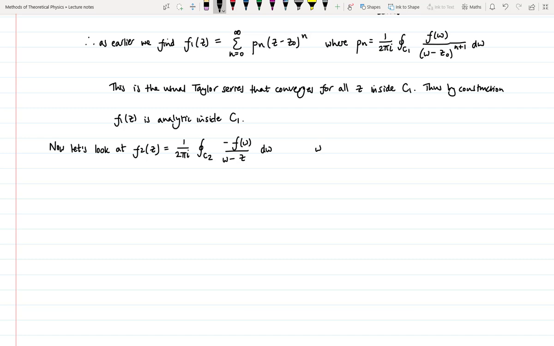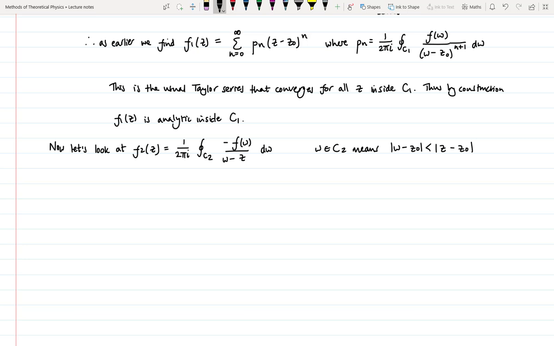That means that w, the integration variable, lies on C2, which also means that this inequality holds. The distance between a point z, constrained between the circles C1 and C2, and the center of the circle is always going to be greater than the radius of the circle C2. So you might be able to guess that again we're going to be looking for a convergent power series, but it's going to look slightly different to the one that we found for f1 of z.